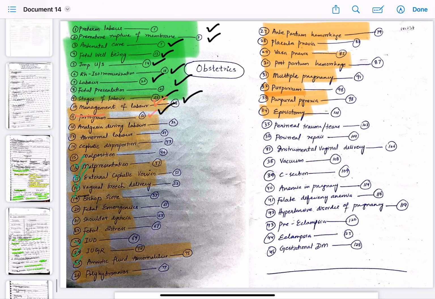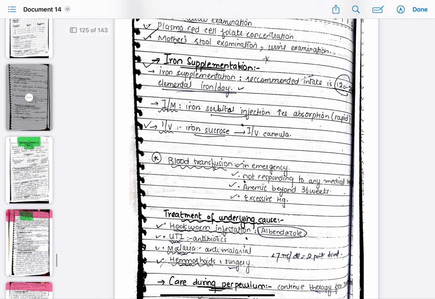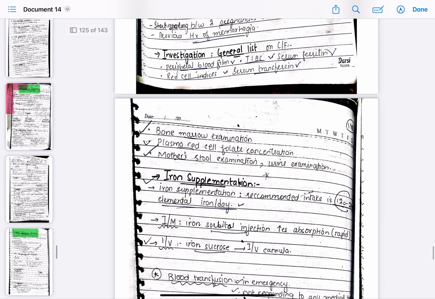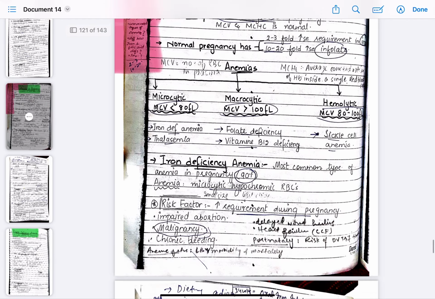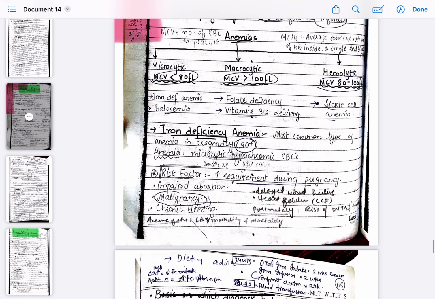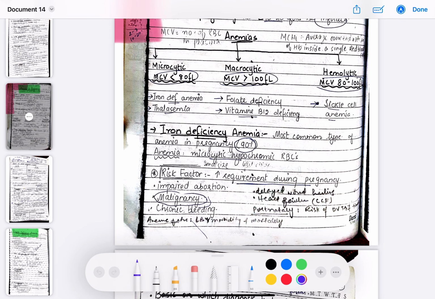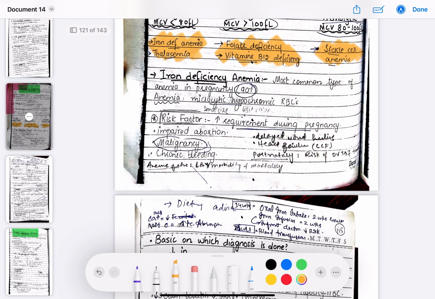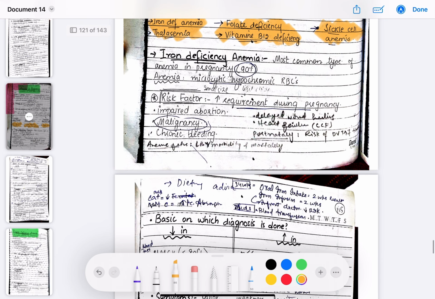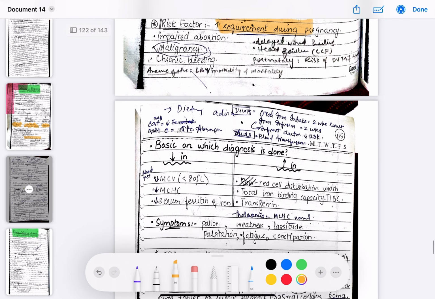Anemia in pregnancy, page number 114. Okay, so the microcytic anemias are iron deficiency anemia and thalassemia, and the macrocytic anemias are folate deficiency anemia and vitamin B12 deficiency anemia, and the hemolytic anemia is sickle cell anemia. The iron deficiency anemia is the most common type, and the risk factors are increased requirement during pregnancy.